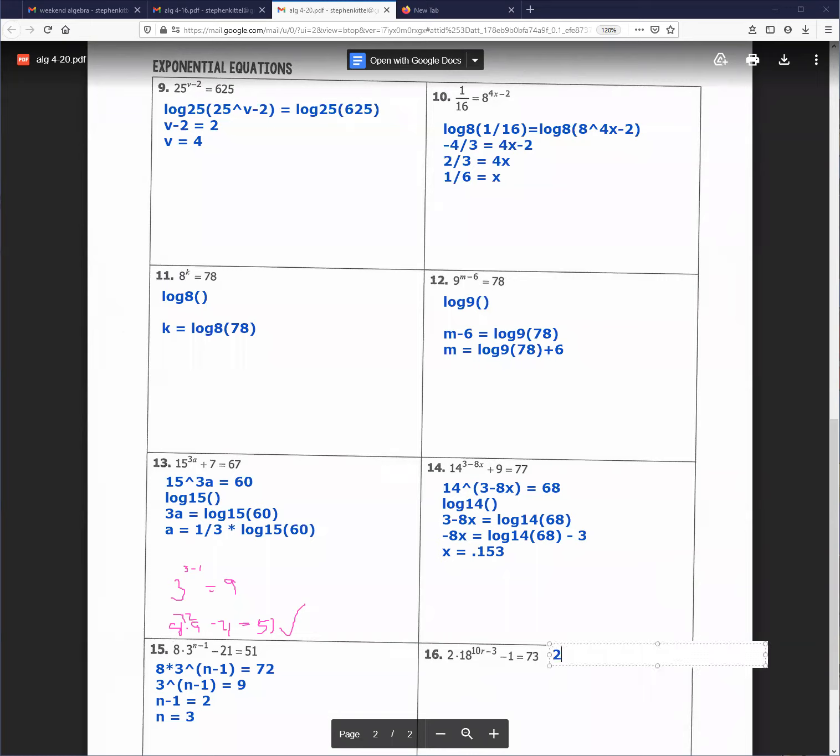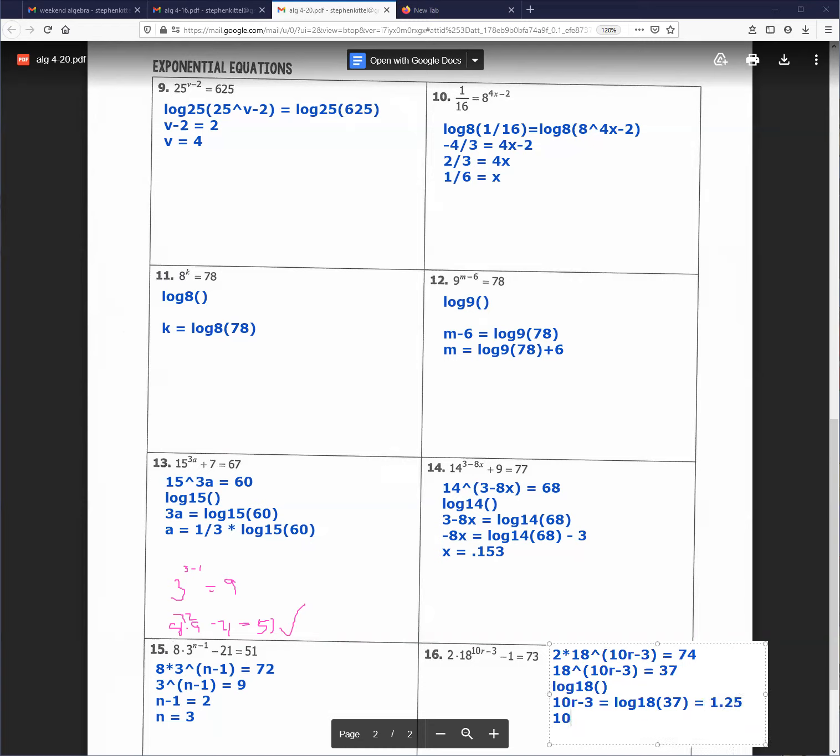All right, 2 times 18 to the 10r minus 3 is equal to 74. Then we'll divide, so 18 to the 10r minus 3 is equal to 37. And we'll log base 18 both sides. Then we will say 10r minus 3 is equal to log base 18 of 37. And we should probably say, what is that number? Log 37 divided by log of 18. Okay, I got about 1.25.